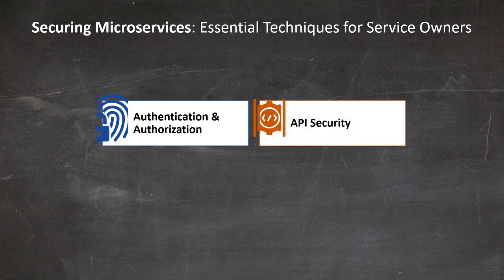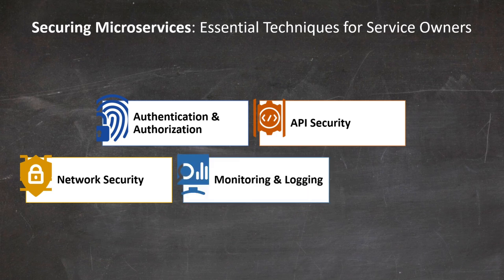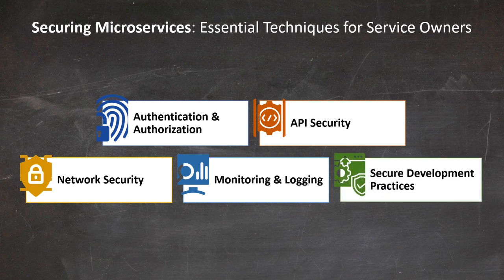We'll then move on to API security, examining the role of API gateways and the critical importance of input validation. We will continue with network security, where we'll explore service meshes and the principle of network segmentation. We'll also touch on the vital practices of monitoring and logging, emphasizing their role in maintaining a secure ecosystem. Finally, we'll round off with secure development practices, including dependency management and coding guidelines.